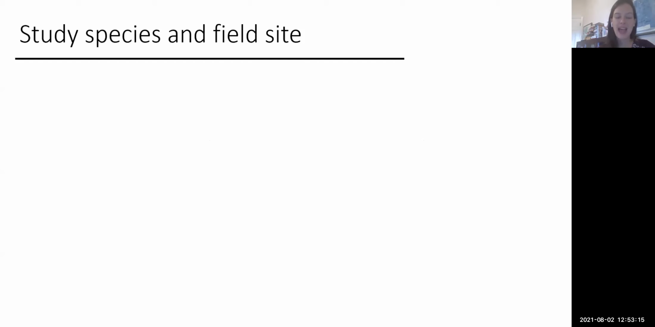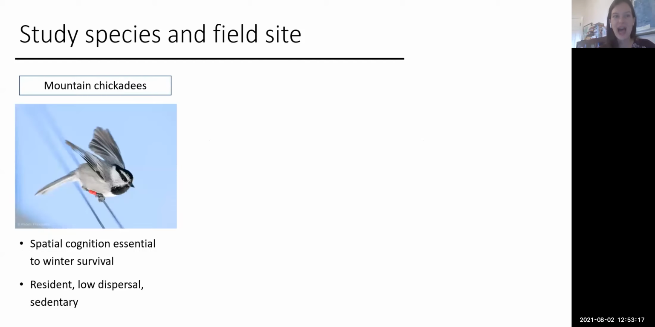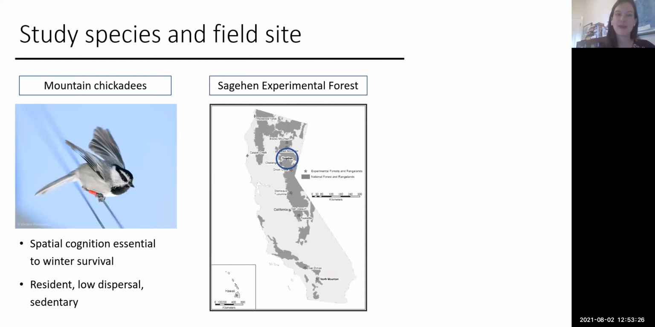To do this, I will use mountain chickadees. This is a small passerine bird that uses spatial cognition to survive harsh winter conditions. We have a field site in the Sagehen Experimental Forest in Northern California. What's really special about this is that we have a lot of previous work done in this area. We focus our work on two different elevations, one at high elevation and one at low elevation in the Sierra Nevada. And these are only separated by about 500 meters, but are substantially different environments.